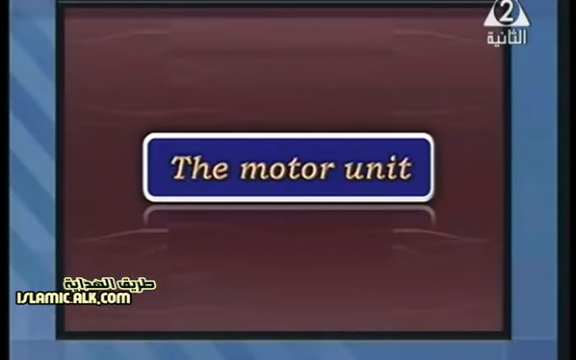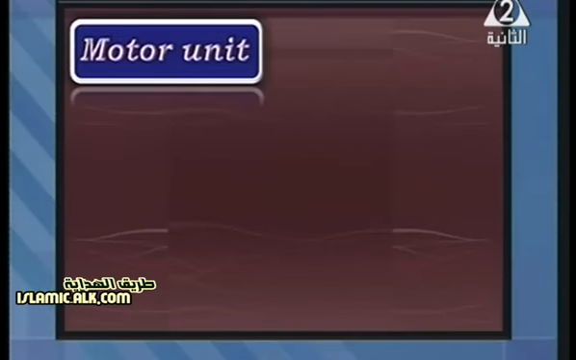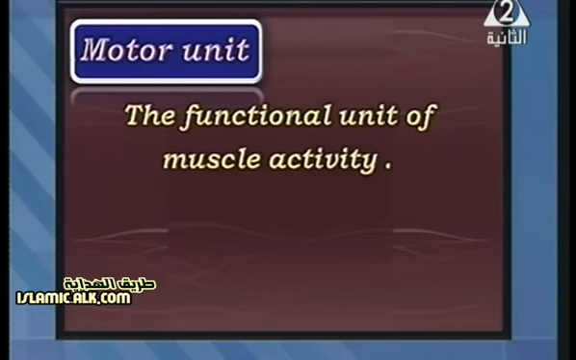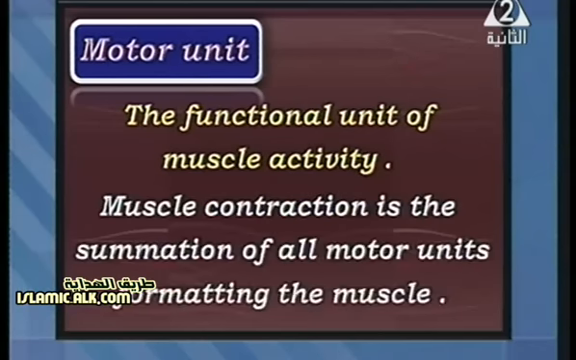The last piece of information in our lesson talks about the motor unit. What does motor unit mean? Motor unit means the functional unit of muscle activity. Well, simply, the muscle contraction and relaxation is the summation of all motor units forming the muscles. Again, the muscle contraction is the summation of the different motor units in your body forming the muscle.